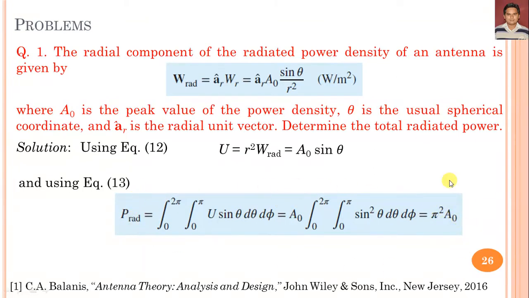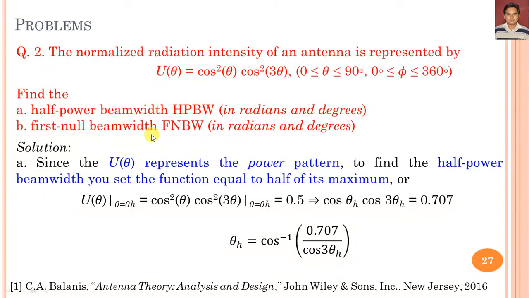So this is the simple procedure that we can use, or we can also calculate by using the radiation power density procedure. This is another problem, and it is a very important problem for the analysis of the half power beamwidth and first null beamwidth, as we have discussed in lecture 1 of this series.